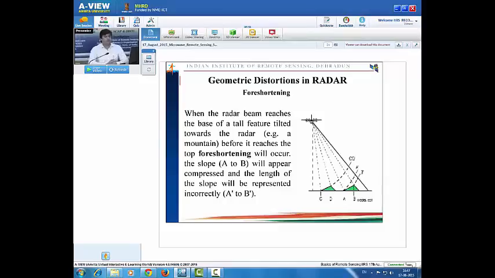There are a few geometrical distortions. One is foreshortening, then layover and shadow. In all these conditions, we get shadow on the opposite side of the terrain or feature. When the radar beam reaches the base of a tall feature tilted towards the radar before it reaches the top, foreshortening will occur. The slope AB will appear compressed, and the length of the slope will be represented incorrectly. Generally, foreshortening occurs in far range.